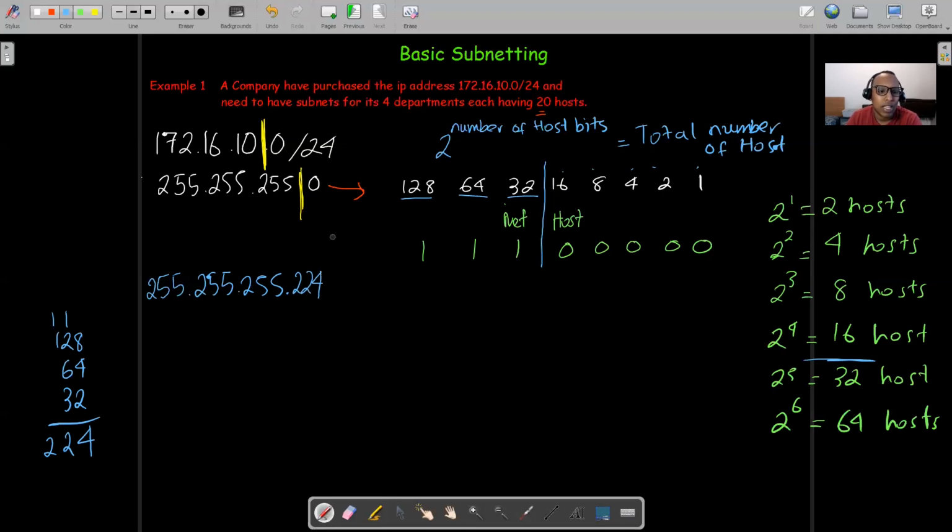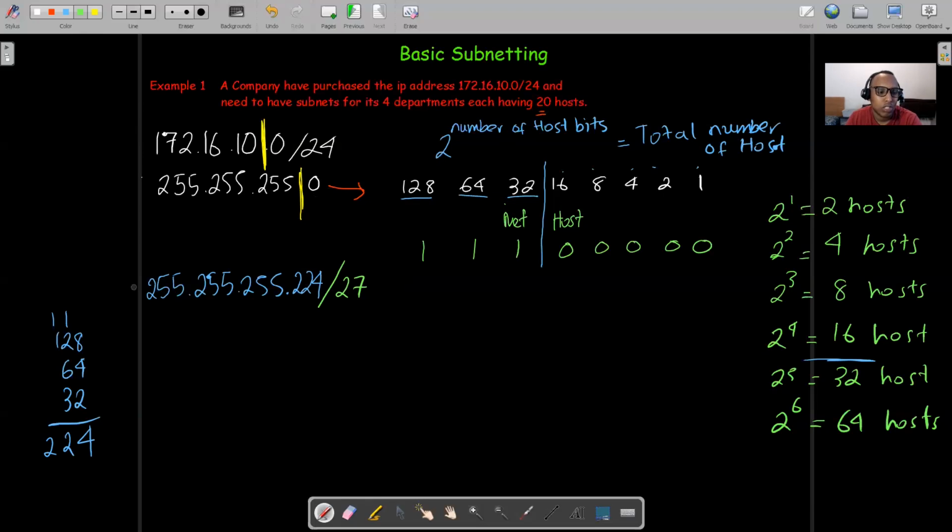And that can also be shown using prefix notation. Originally we had /24 when all 3 octets to the left are on. If we include these 3 extra bits, you just add them on to the number of bits which are on, so that's 24 plus 3, and that's 27.